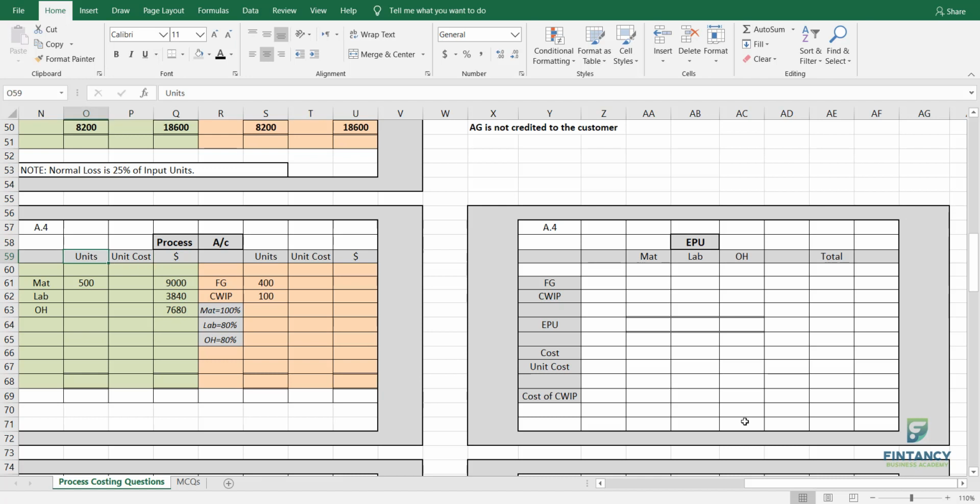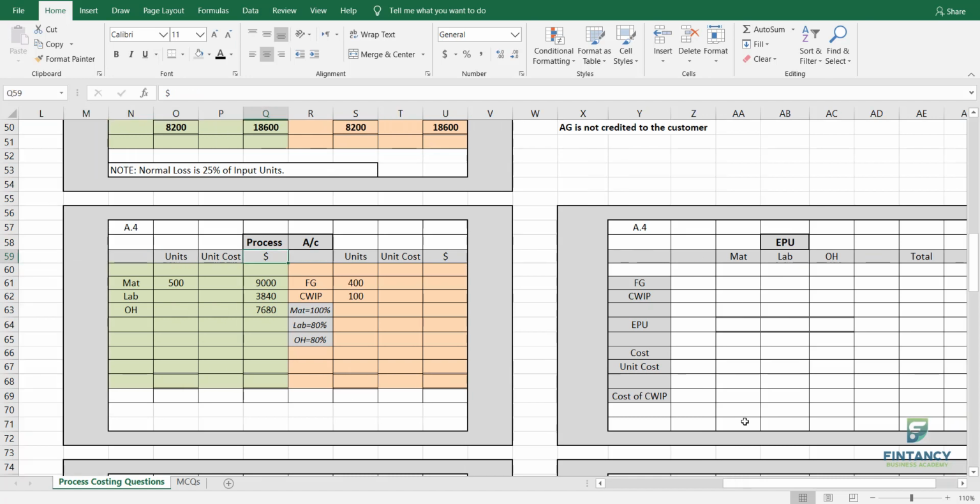Now see how many rows we made. What we have in the credit side, remember 2 things, finished goods and CWIP. So I wrote here in the rows, finished goods and CWIP, right? So this is how to construct your EPU. So you need to remember what are my columns and what are my rows. So column is what? Column is your debit side, rows are your credit side. Okay.